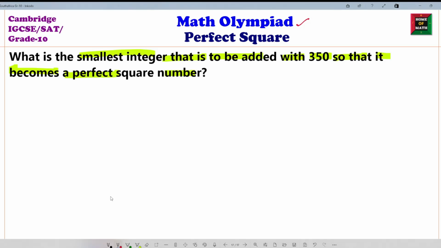Step 1. To find the smallest integer to be added to 350 so that it becomes a perfect square, let's proceed as follows. First, we will take the square root of 350 and we will get a decimal number like 18.71.